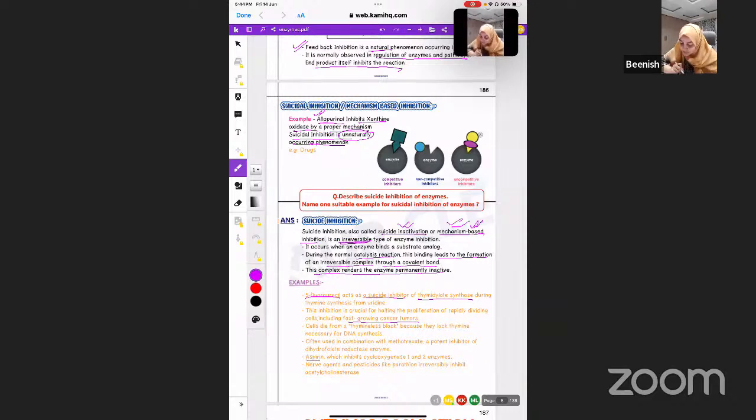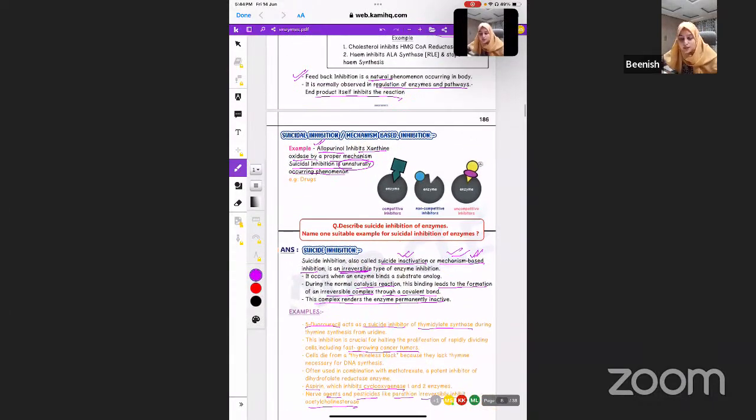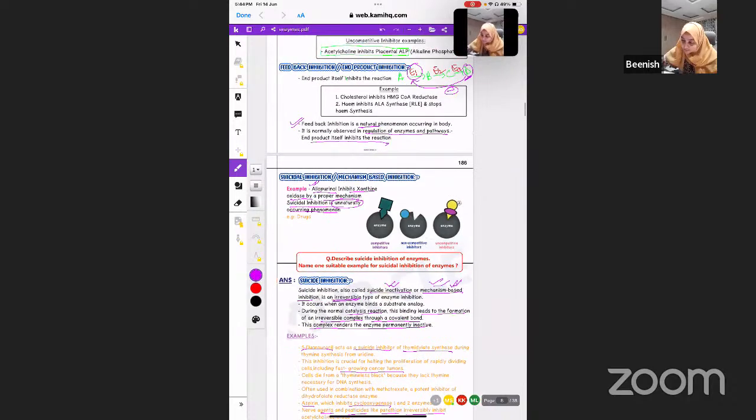Another example is aspirin, which inhibits cyclooxygenase. Then you have nerve agents and pesticides like parathion, which irreversibly inhibit acetylcholine esterase. So those were a few examples of suicide inhibition.